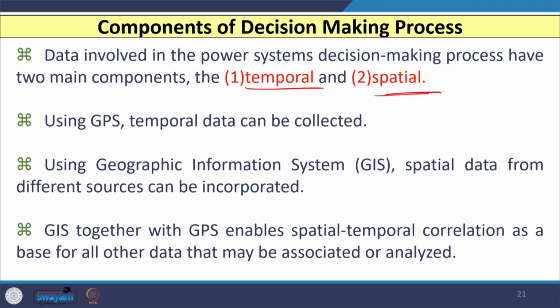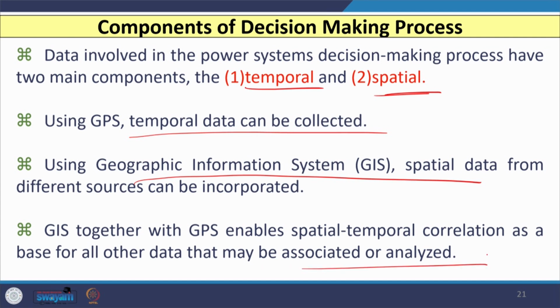So, using GPS, temporal data can be collected from PMUs or PDCs, and using GIS you can have the spatial data. Once you have the data from the GIS and GPS, both temporal and spatial, you can use some correlation algorithm, and based on that you can have decision making related to a particular application.